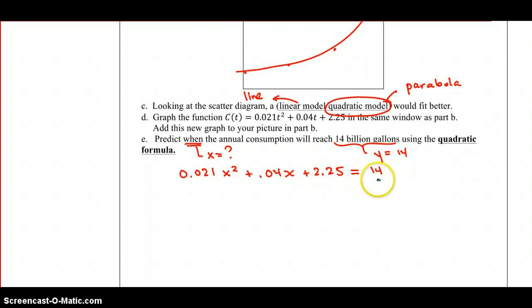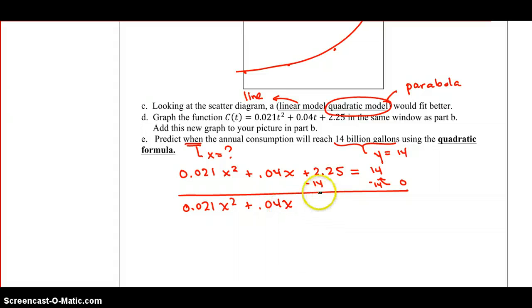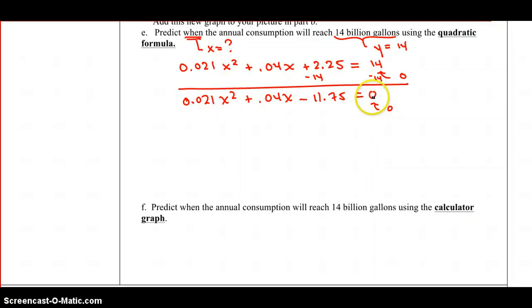Okay. Well, if we're going to use the quadratic formula, we need this to be 0, and in this case it's not. So the first step we need to do is subtract 14 from both sides of this equation. So that is going to give us 0.021 x squared plus 0.04x, and here we're going to get negative 11.75 equals 0. So now to use the quadratic formula, we need a 0 on one side, which we now have. And so our coefficient on x squared is a, our coefficient on x is b, and our constant term here is c.